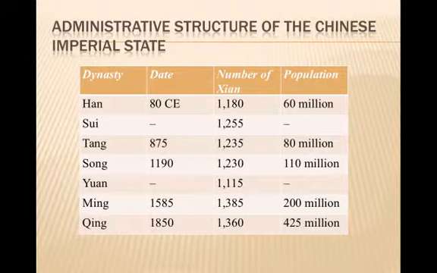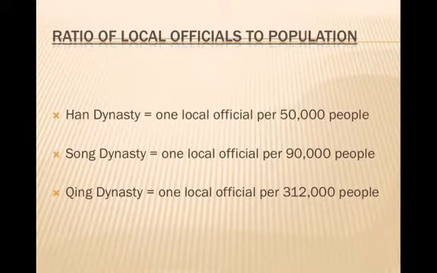But this disparity grows even further when you consider the fact that most of the officials were actually either located in Beijing or in one of the provincial capitals, and there was usually only one imperial official to administer each county. So if you take that into account, there was really only one local official per 90,000 people under the Song dynasty, and under the Qing dynasty there was one local official per 312,000 people.